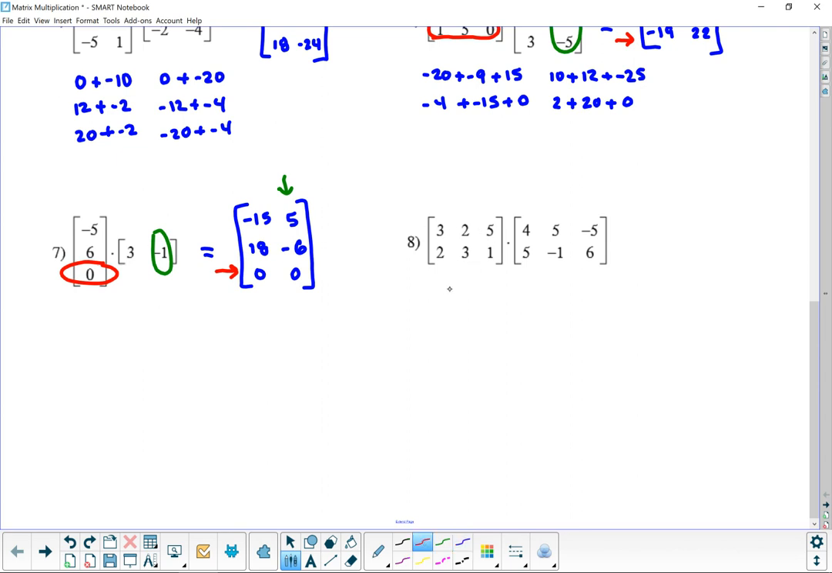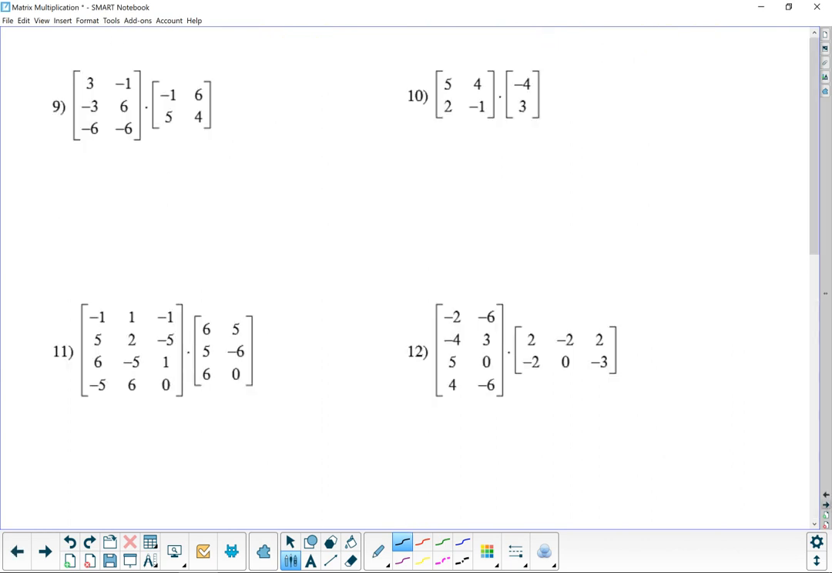Okay, this one is a 2 rows by 3, and this is also a 2 rows by 3. Oh, I was getting tired, guys, but look here, these inside dimensions do not match. So for this one, the answer is undefined, meaning you don't have to do it. You can't do it. Even if you wanted to, you can't do it. Let's go backside.